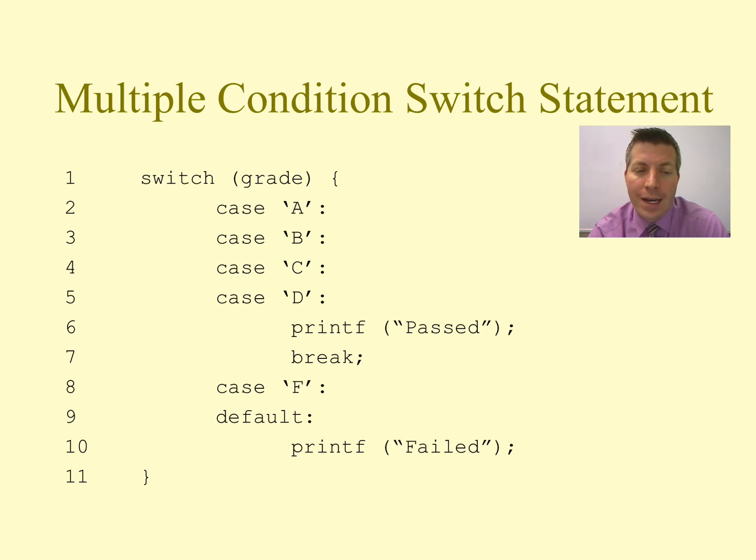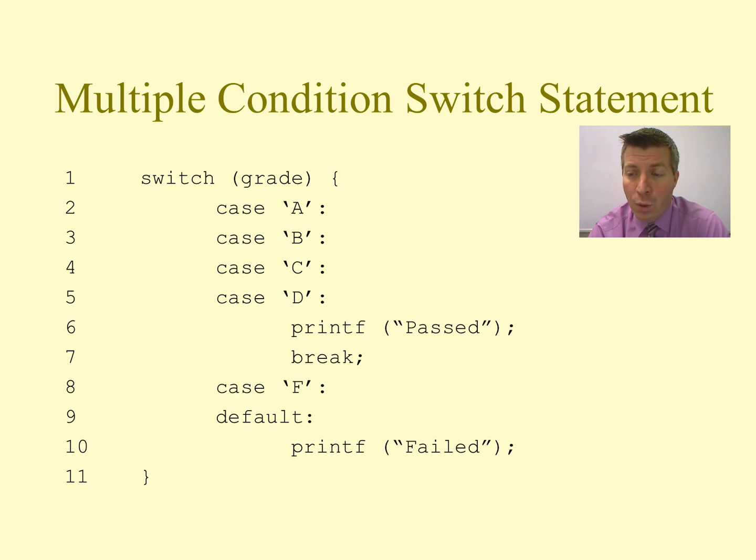So when the grade comes in on line 1, line 2 says, is it case capital A? If it is, it's true, and it's going to execute all of the bodies until it gets down to a break statement or it reaches the end of the switch statement. Well, in this case, if A was true, it's going to skip over line 3, 4, and 5, and it's going to print out passed. And then it's going to break on line 7.